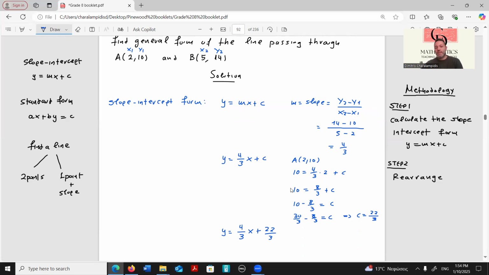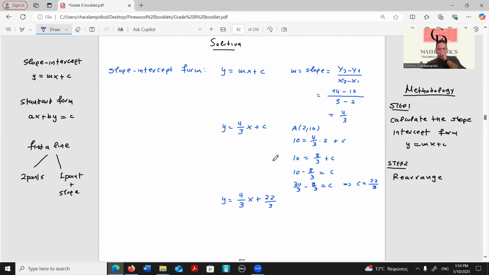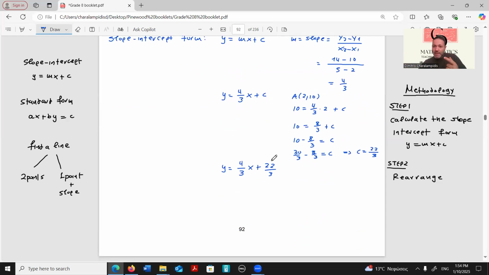Remember that this is the slope-intercept form, and I need the general form. In the general form, we have two things. First of all, everything is gathered on one side. So that's easy. I'm going to bring everything to the left, which means that I'm going to write minus 4/3 x plus y minus 22/3 is 0.